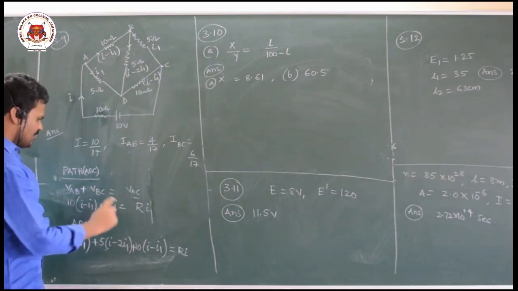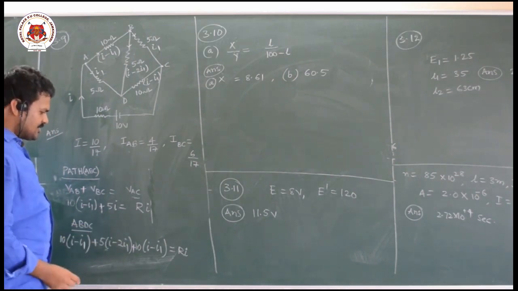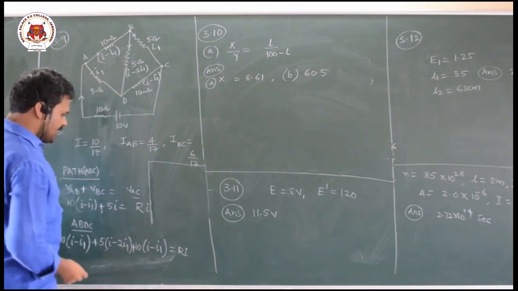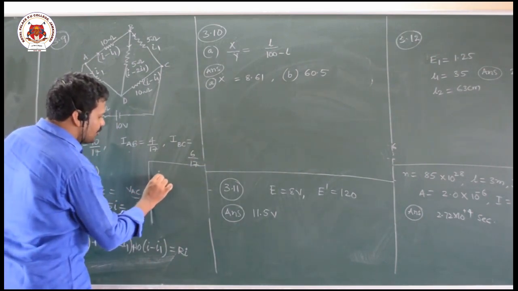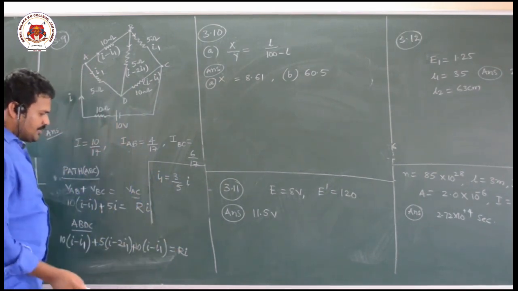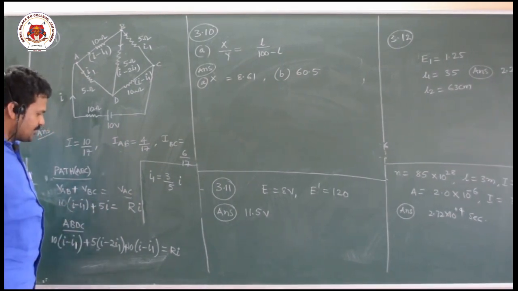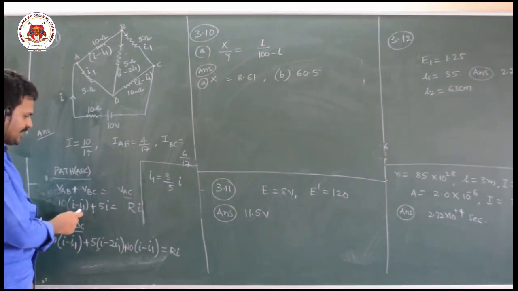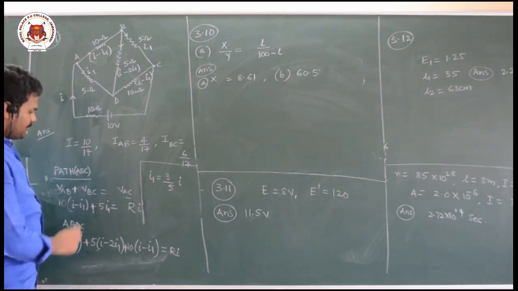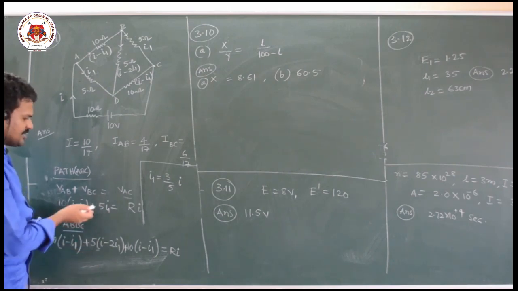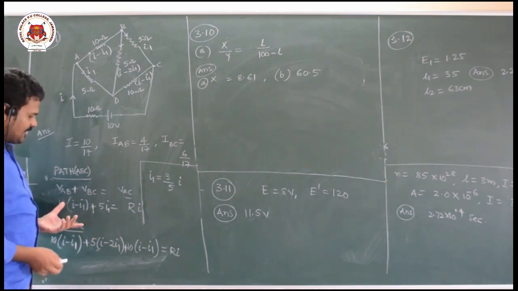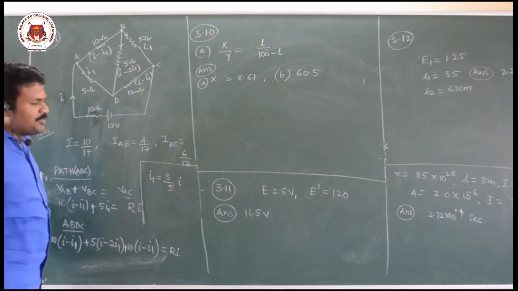Now equate these two equations. Upon equating them, this term and this term will get cancelled, this is 5 I1 and this is 5 I1. You can take a screenshot of this board and equate these two equations. You will get I1 equal to 3 by 5 I.